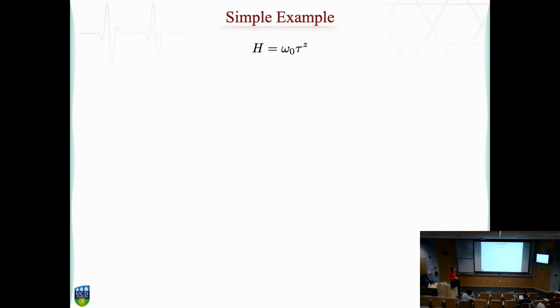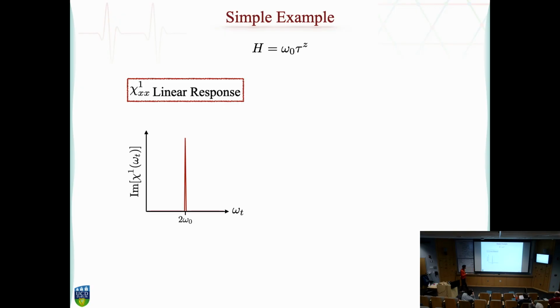Okay, so let's do a simple example. The simple example is just a two-level system, right? So spin up and spin down, split by omega naught. If you look at the linear response, you'll just see a single peak at omega naught, right? The excitation frequency.